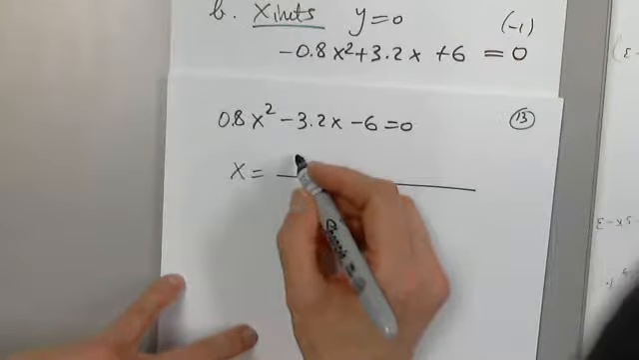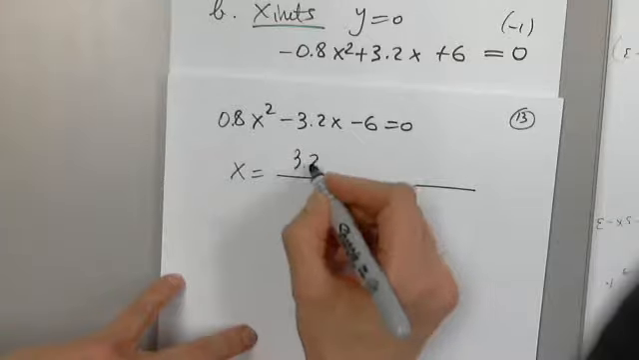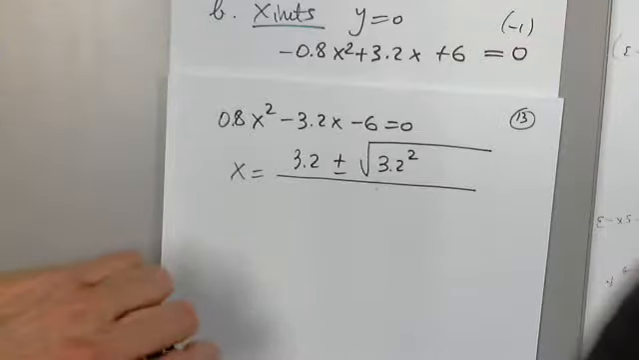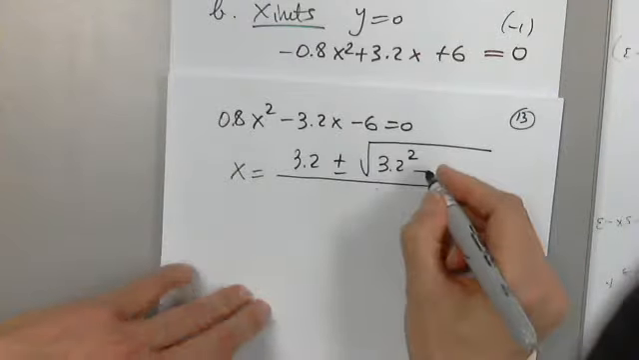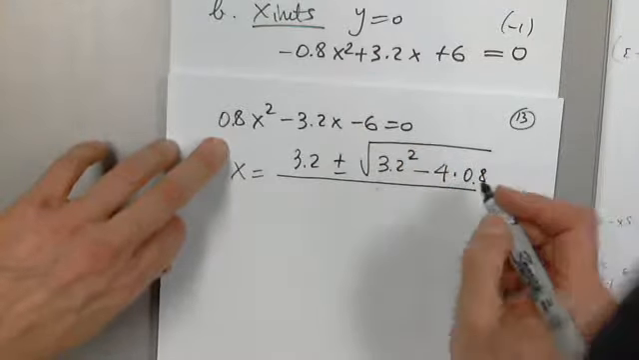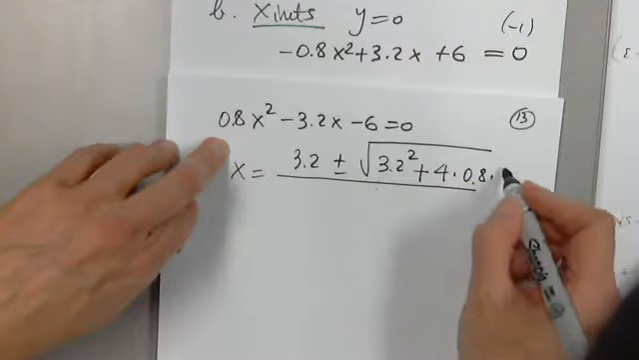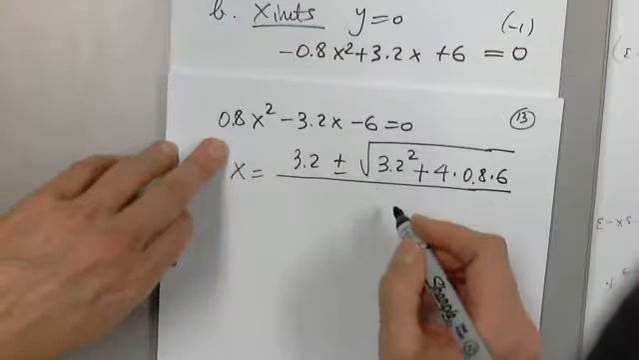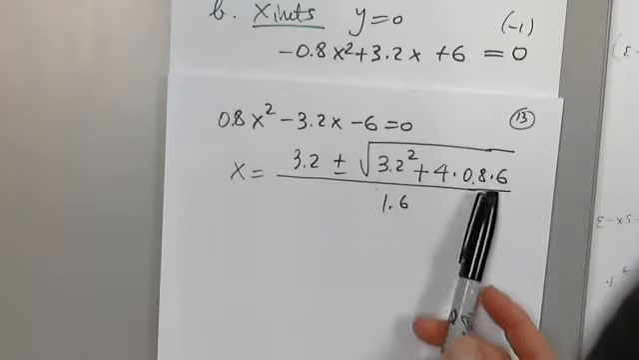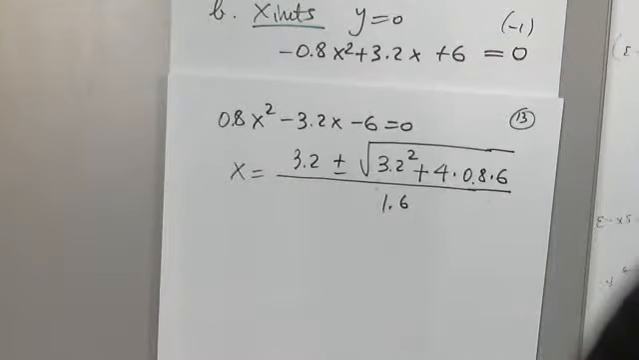Negative b, which is awesome, plus or minus the square root of 3.2 squared. Remember that quantity must be positive no matter what. Minus 4 times 0.8 times negative 6. Instead of putting out so many parentheses, I'm going to change this into positive, over 2 times a, which is 1.6. You can use nested parentheses in here, but why? I just have 2 negatives and the sign changes to positive. It's up to you.